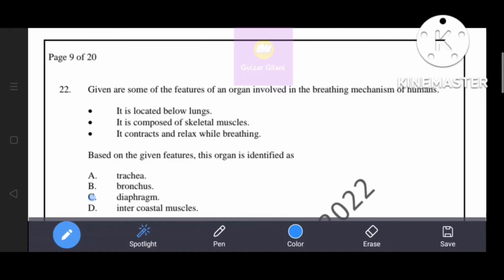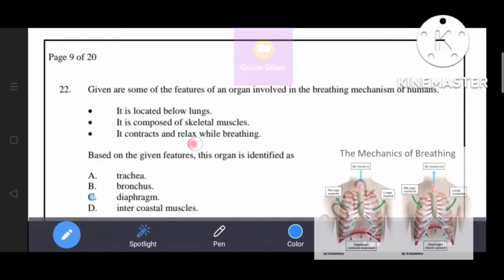Next question. Given are some of the features of an organ involved in the breathing mechanism of humans. It is located below lungs. It is composed of skeletal muscles. It contracts and relaxes while breathing. Based on the given features, this organ is identified as located below lungs.